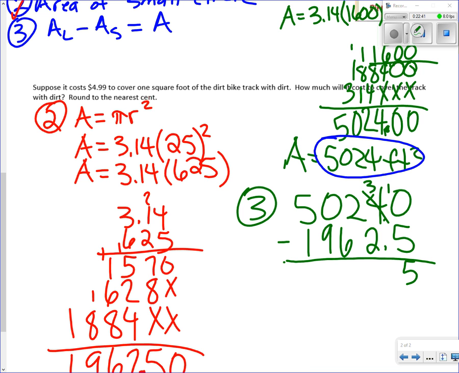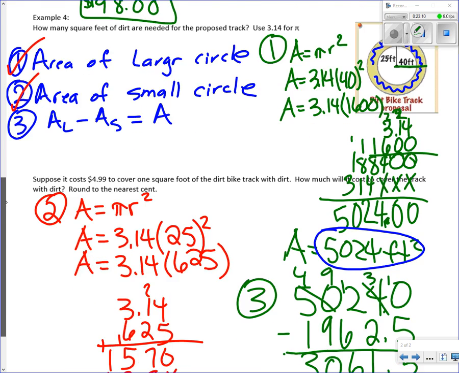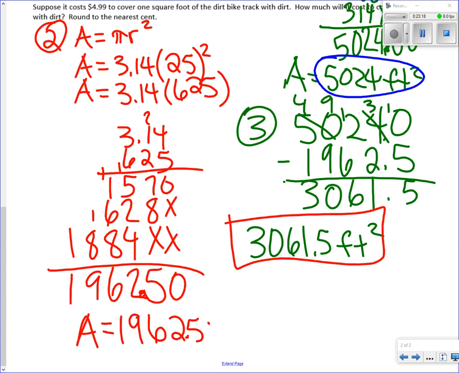Okay, so our area, the dirt, is going to be 3,061.5. Is it meters? Feet squared, square feet. And that's your answer. Okay, guys, I know these are tedious and they take a little time. Finish your notes and come back tomorrow with questions. Have a good day.